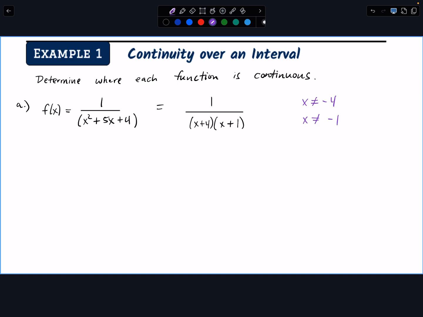Okay, so which number comes first on the number line? Negative 1 or 4? Negative 1, right? Because of the negative. But what comes first? What is the smallest number we can imagine? Negative infinity, right? So negative infinity all the way to negative 1. So the domain would be negative infinity to negative 1.